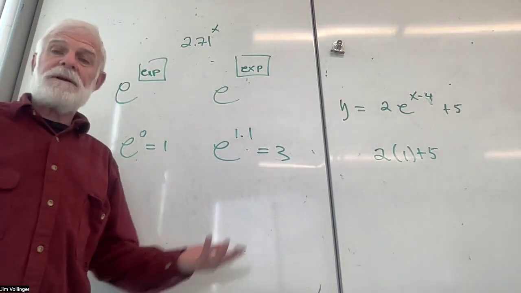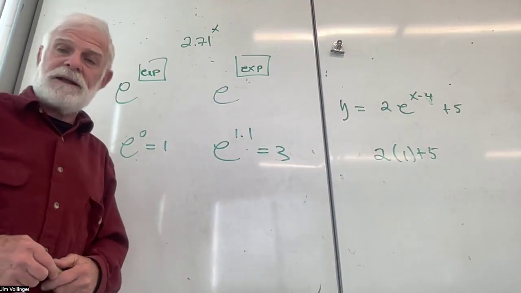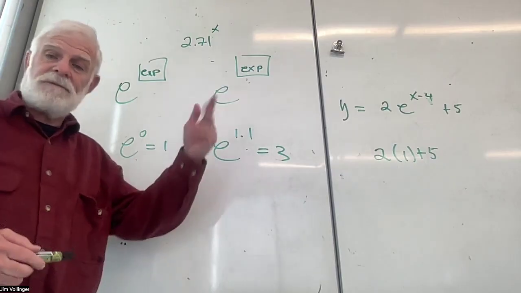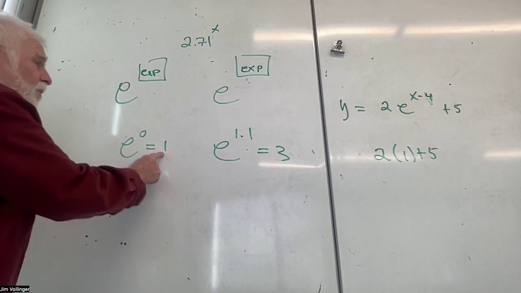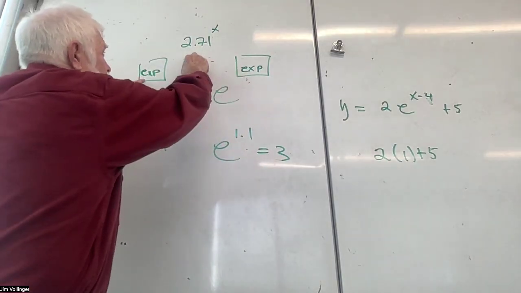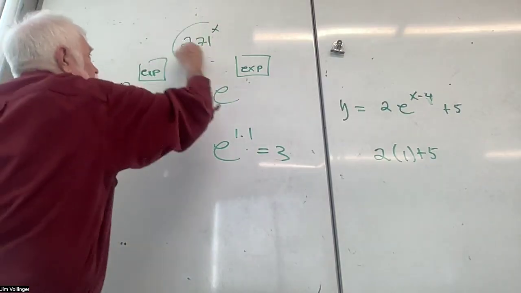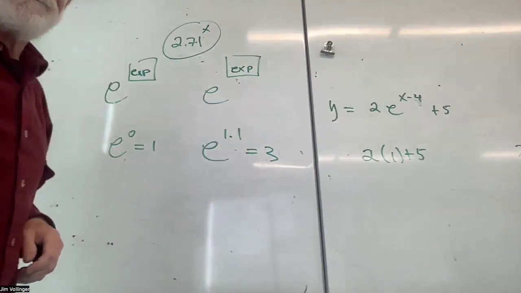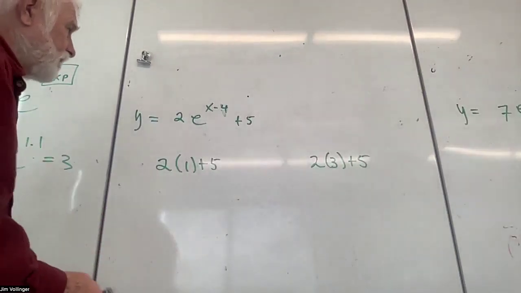More in-depth conceptual awareness can be had by going to the channel and looking at some of the e to the x playlist calculations, and same thing with the logs. Everything I'm going to do is based on e to the 0 is 1 and e to the 1.1 is 3. So e to the 1 is 2.71 to the x. This is the e to the x calculation, and you need to know those values. So here goes, 6 problems. I hope I'm done 3 minutes from now, but let's find out.